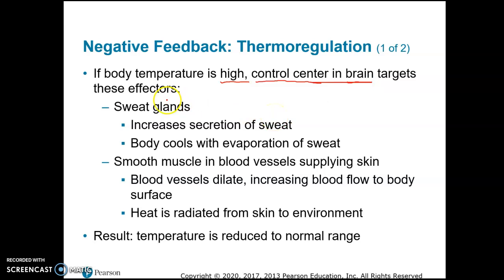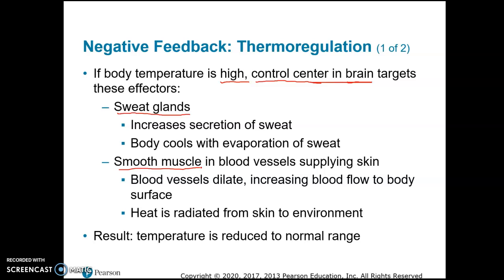And the control center is going to send a signal to the sweat glands and the smooth muscle in your blood vessels. The sweat glands and the smooth muscle are both going to act as effectors. The sweat glands are going to increase sweating. That's going to help the body cool. And the smooth muscle is going to allow the blood vessels to dilate.